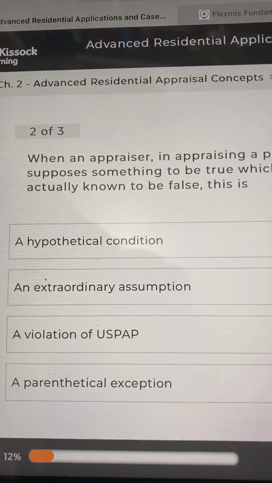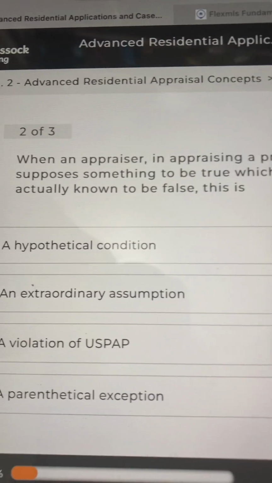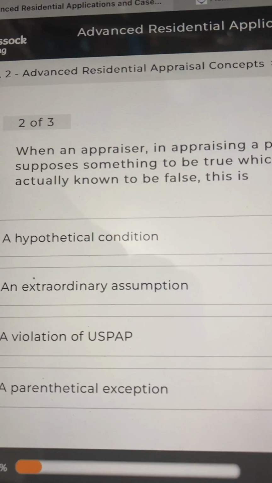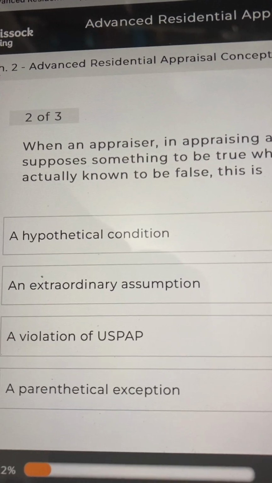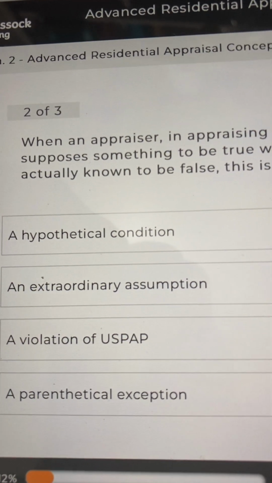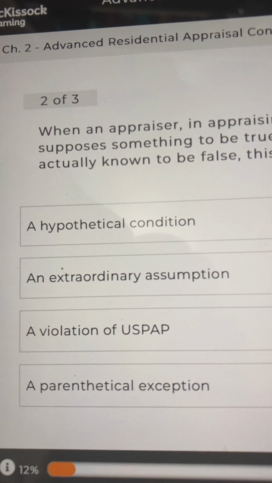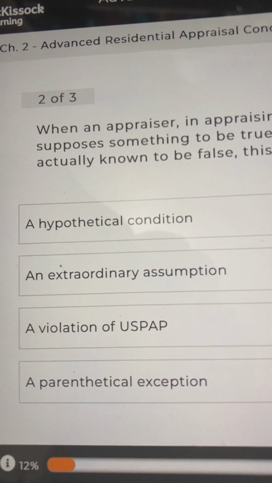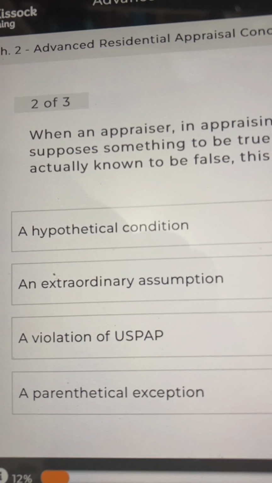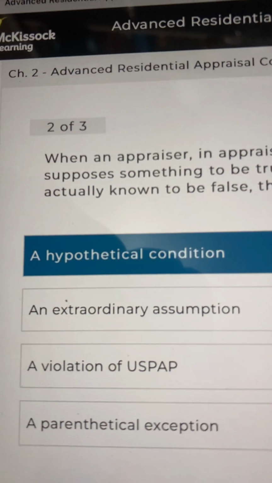Number 2, when an appraiser, in appraising a property, supposes something to be true which is actually known to be false, this is A, a hypothetical condition. B, an extraordinary assumption. C, a violation of USPAP. Or D, a parenthetical exemption. I'm going to go A, hypothetical condition.